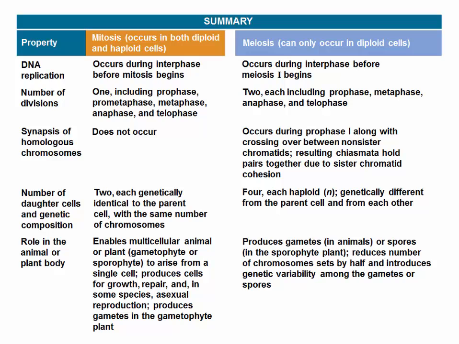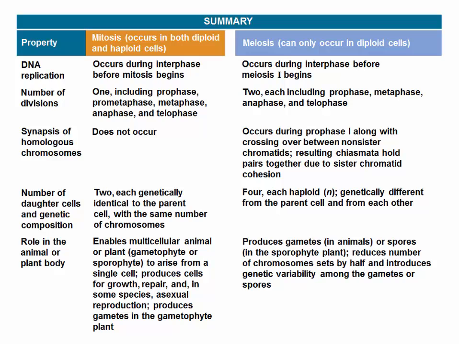Okay, here is a summary. It is in words what we just discussed and looked at. In mitosis, the DNA replication occurs in interphase before mitosis begins. And in meiosis, it also occurs during interphase before meiosis 1 begins. In mitosis, there's only one division, including prophase, metaphase, anaphase and telophase. But in meiosis, there are 2 divisions of the cells.